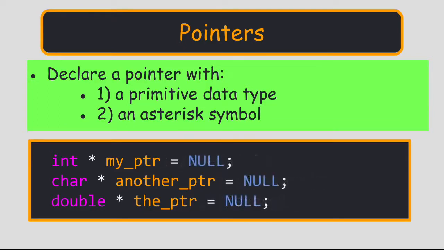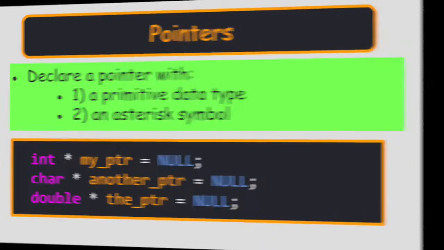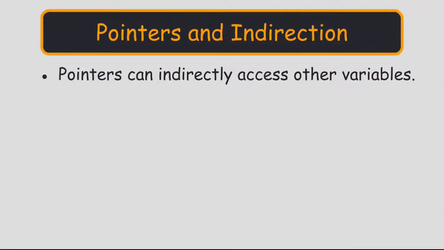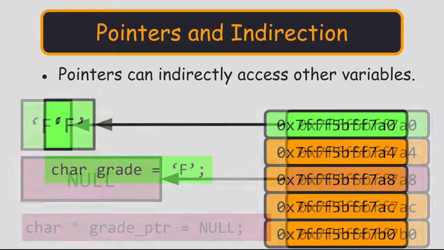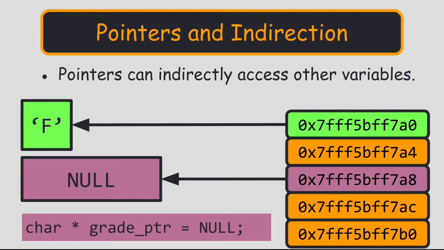When a pointer is first declared, it doesn't contain a memory address. A good practice for initializing pointers is assigning them to null. A pointer can be used to indirectly change the content of some variable. Here's an example. Suppose we want to change the char variable grade from F to A without touching the grade itself. We can do this as long as we have the address of grade.